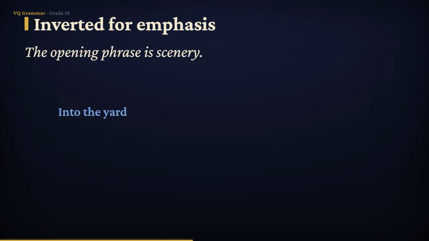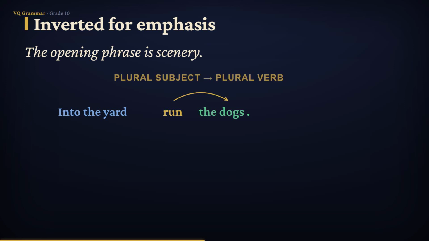Into the yard run the dogs. Start where you always start. Find the verb. The verb is run. Now ask who or what runs, and the answer is the dogs. There is your subject, arriving after the verb. Dogs is plural, so run with no S is correct.